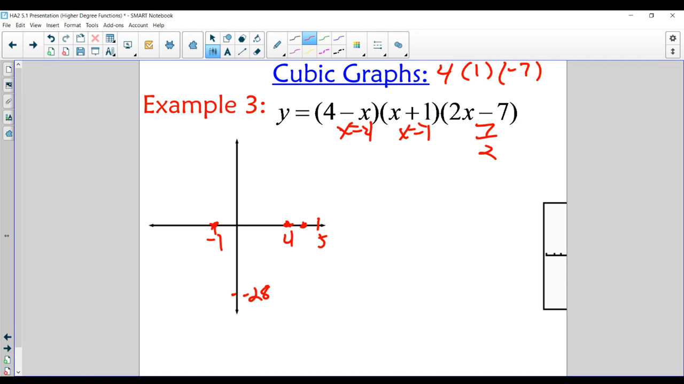And then this one, the leading coefficient would be negative because I would have -x times 2. So I would have -2x cubed. So that means I'm going to have to flip the graph. So it's going to start here instead. So I'm going to come down, go through my -28, change directions, go through the 4, change directions, go through the 7/2.